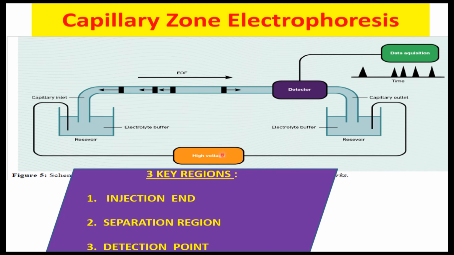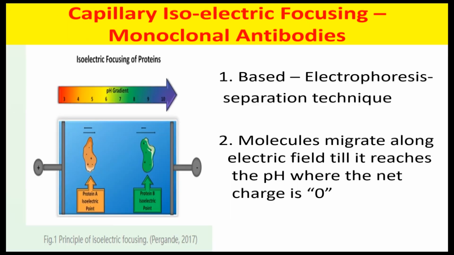High voltage is applied over here. This is how it works. Next, go on to capillary isoelectric focusing, that is for separating the monoclonal antibodies. This especially is used for diagnostic purposes.